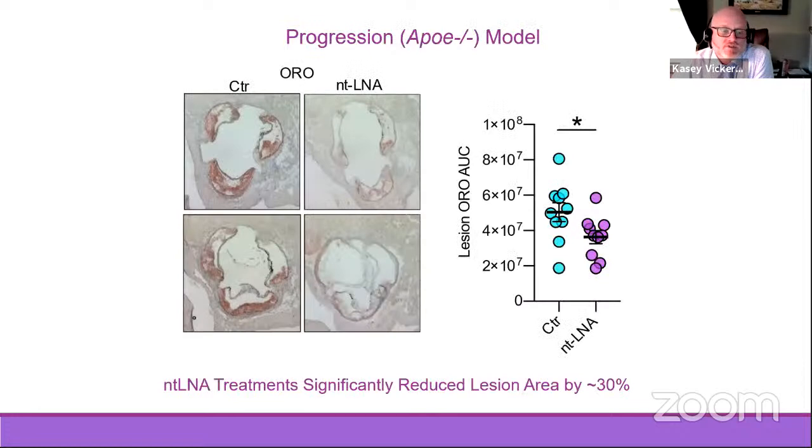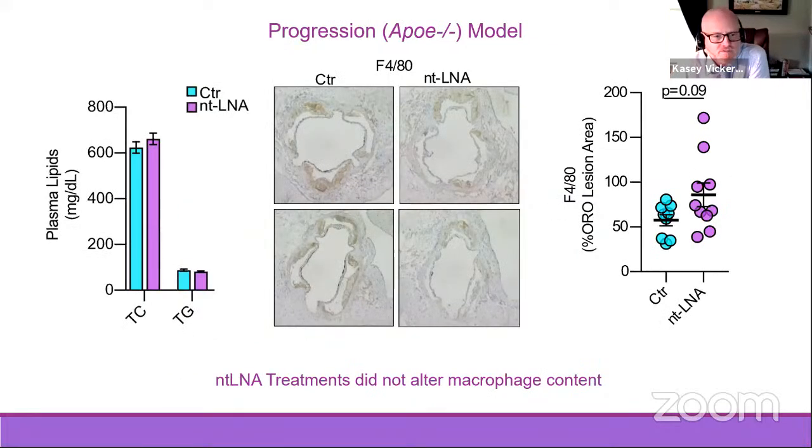And surprisingly, after 4 weeks, we saw about a 30% reduction in Oil Red O with this. So we saw almost rapid mobilization of the neutral lipid from the lesions, which has been very consistent for us. What's interesting is that this treatment of the LNA at 30 mg per kg did not affect any plasma lipids, so there's no change in total cholesterol or triglycerides in these animals.